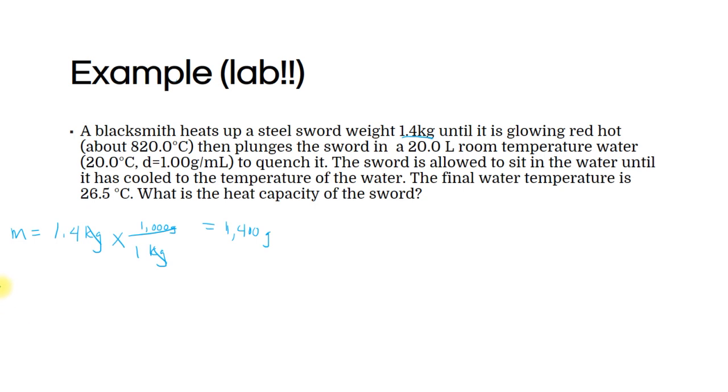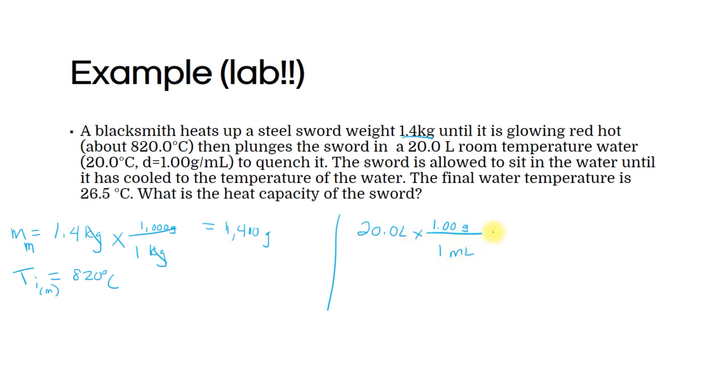Oh, and it says that it's glowing red hot. So its temperature when it's glowing, so that's kind of like the beginning of our problem here, is 820 degrees Celsius. Now this is the metal we're talking about, so I'm going to put the initial temperature of the metal and the mass of the metal here. And then he plunges the sword into 20 liters of water. Oh, they give me a density. Okay, so I don't think I need volume here. So we're going to just take the volume and turn it into mass. Okay, so it says 1.00 grams for every 1 milliliter.